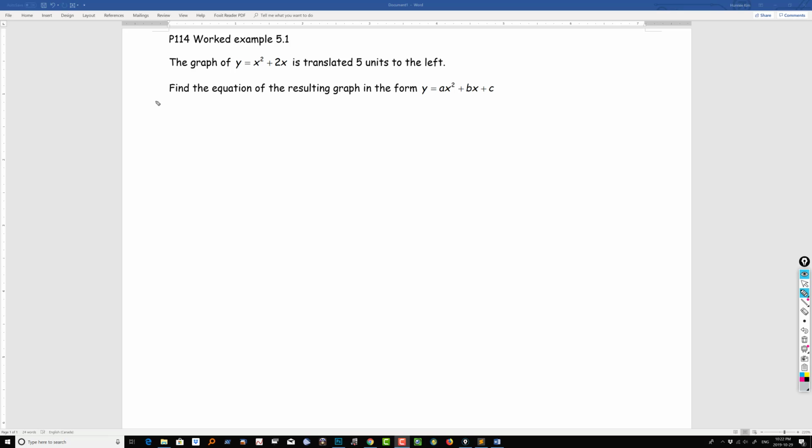The graph of y equals x squared plus 2x is translated 5 units to the left. Find the equation of the resulting graph in the form y equals ax squared plus bx plus c. Okay, so we're going to move it 5 to the left.